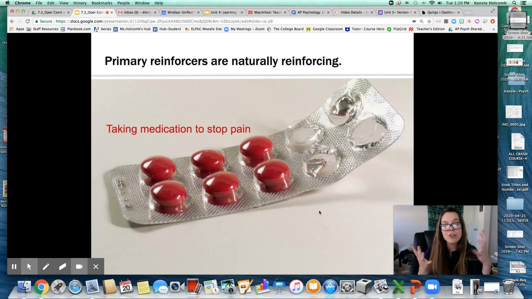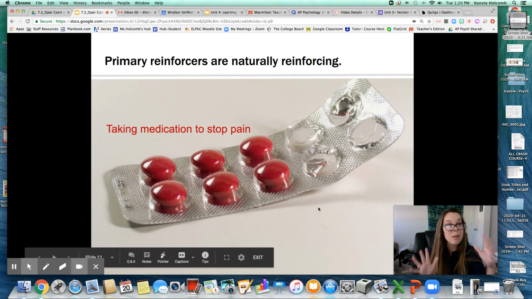But think about pain in general. So food, water, and pain are all natural reinforcers that we use to increase behavior, but they're biological needs. Think about food and water primarily being a biological need that reinforces your behavior, right?